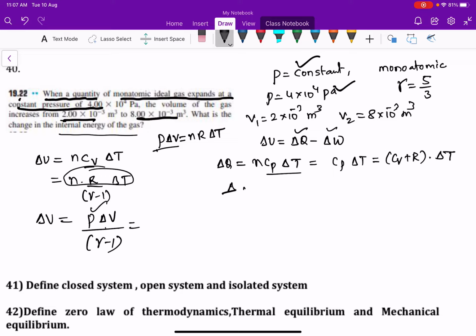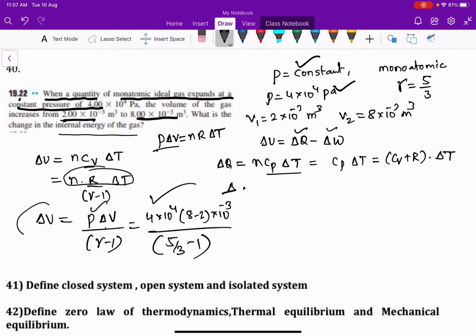Pressure is known, that is 4 into 10 to the power of 4, into delta V, which is nothing but 8 minus 2 into 10 to the power of minus 3, divided by gamma minus 1. The gamma value is 5 by 3, minus 1. By solving this you will get the answer for delta U.